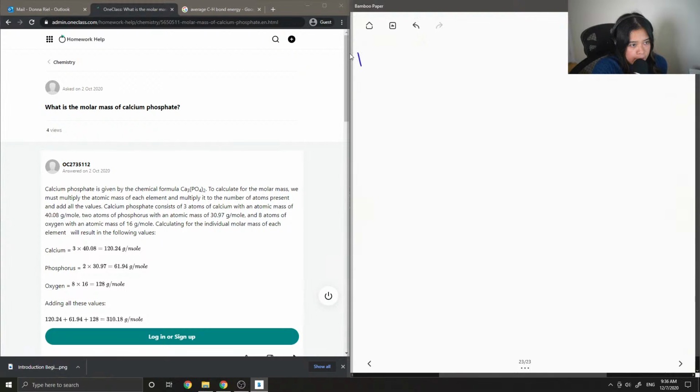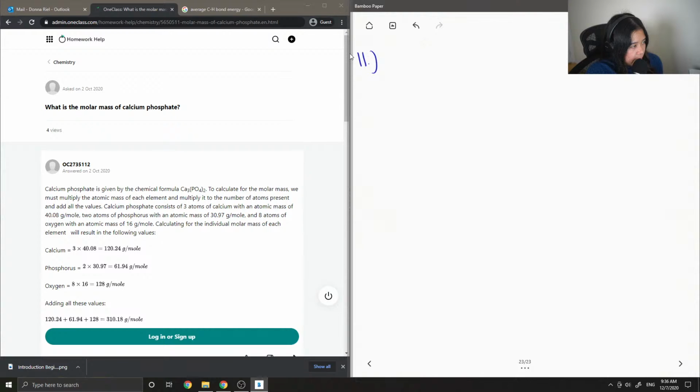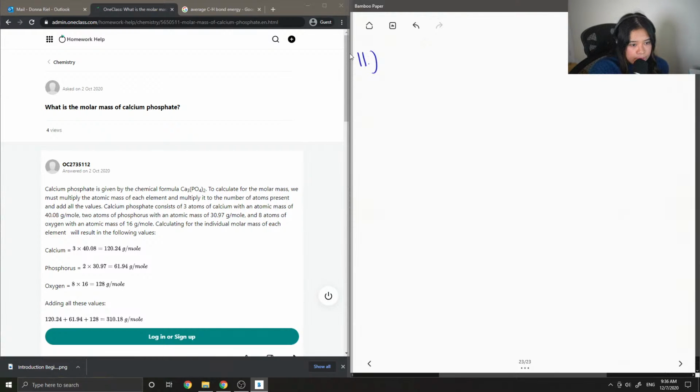Okay, so question 11 just asks, what is the molar mass of calcium phosphate? Okay, so let's say we don't know the chemical formula for calcium phosphate. Let's just break it up into its ions. Calcium is Ca2+, and phosphate is PO4 3-.